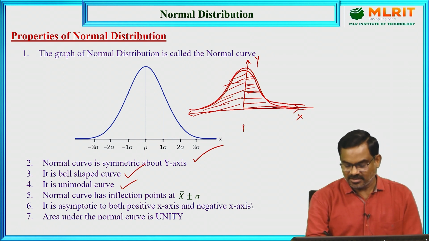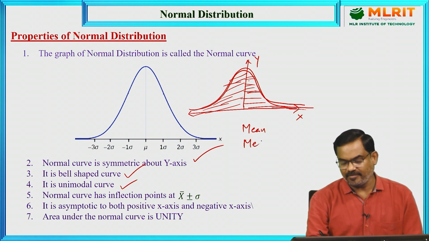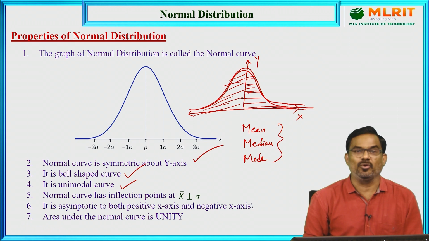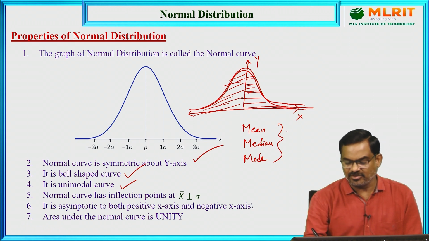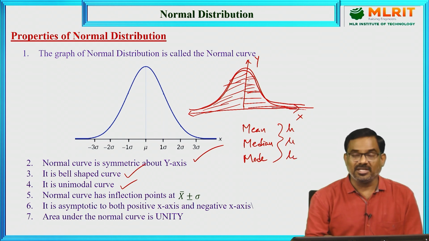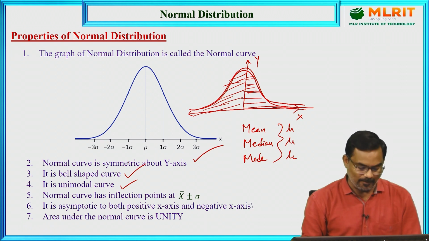Unimodal means the mean, median and mode all coincide. The mean, median and mode of the normal distribution coincide. So the mean of the normal distribution is mu, and we will get the same for median and mode also. If all these three values are the same, that means they coincide, then the curve is said to be unimodal.